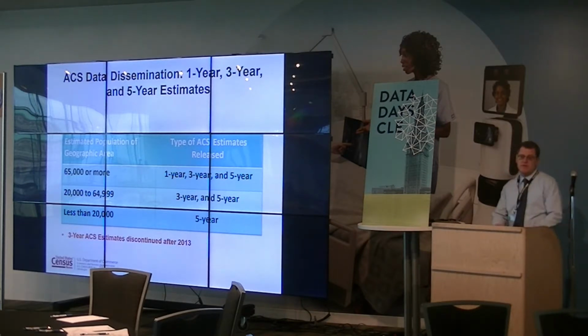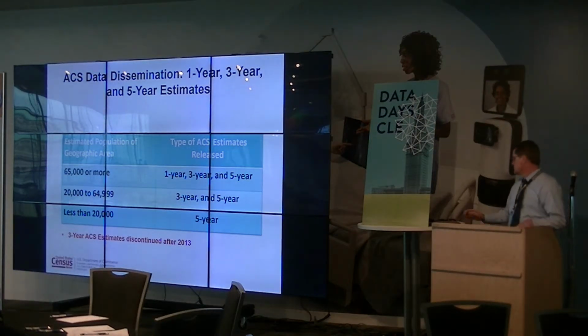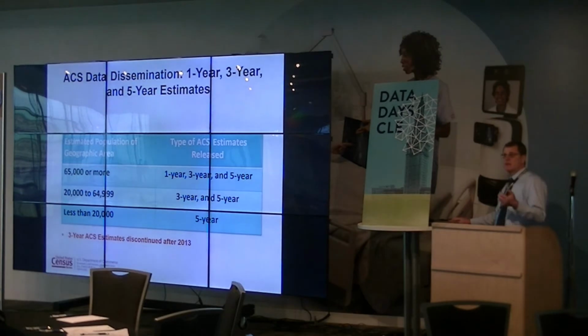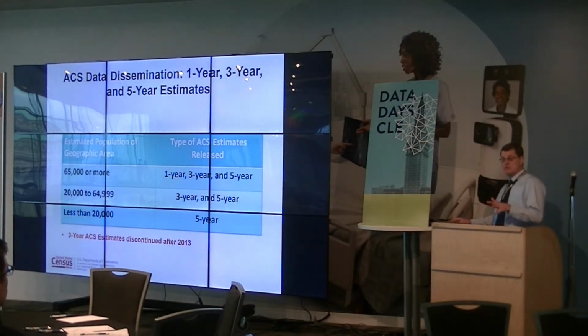When you use the American Community Survey data, it's important to know that it comes out now in 1 year and 5-year estimates. You can use the 1 year if you have a population of 65,000 or more. It used to have 3-year estimates, but we discontinued those after 2013. If you're looking for data for census tracts, you would have to use the 5-year estimates. Some of the smaller counties, you're going to have to use the 5-year estimates.